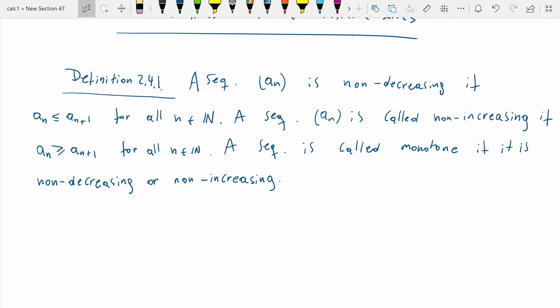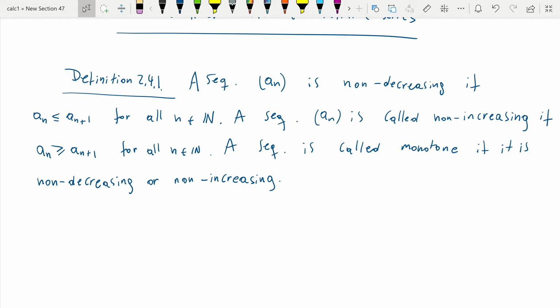If a sequence is non-decreasing, then minus a_n is non-increasing. So just flip the signs everywhere, and vice versa as well. So really, the only important thing is the monotone quality of the sequence.